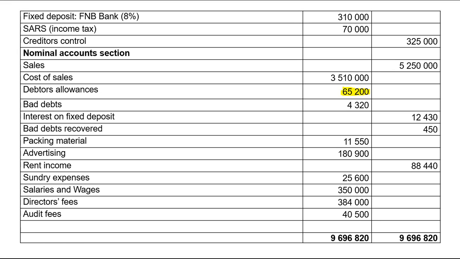And then you will debit trading stock and credit cost of sales. It means that transaction or that entry was already done. We already increased our trading stock and we already decreased our cost of sales.